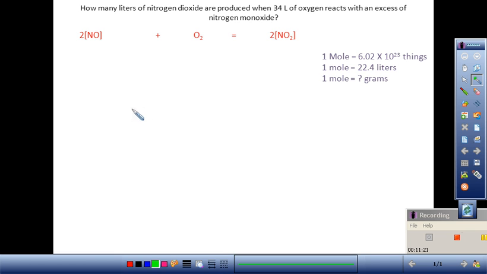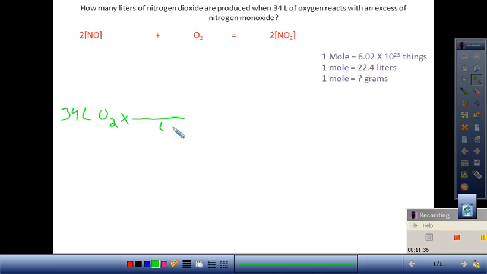Alright, now we're going to go liters. Liters tend to be the easiest. But I'm going to start off with 34 liters of oxygen. I don't want liters, so I'm going to put it down here. I want liters of nitrogen dioxide, so I need to get into a different chemical. So first thing I got to do is get out of liters, because the only thing I can change liters to is 1 mole. And it's got to be the same chemical. So 22.4 liters of O2 per 1 mole of O2.